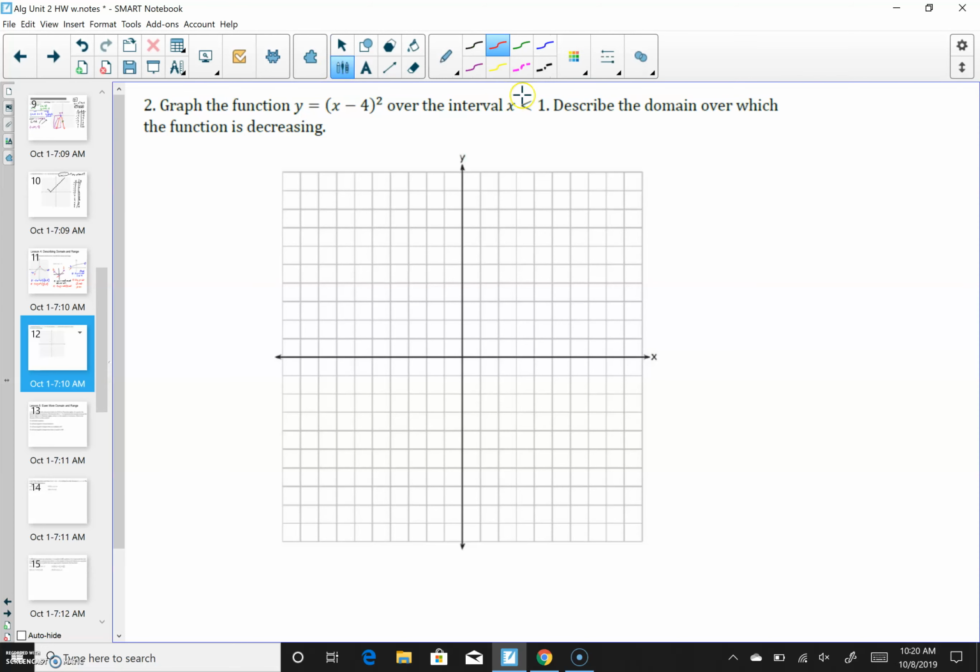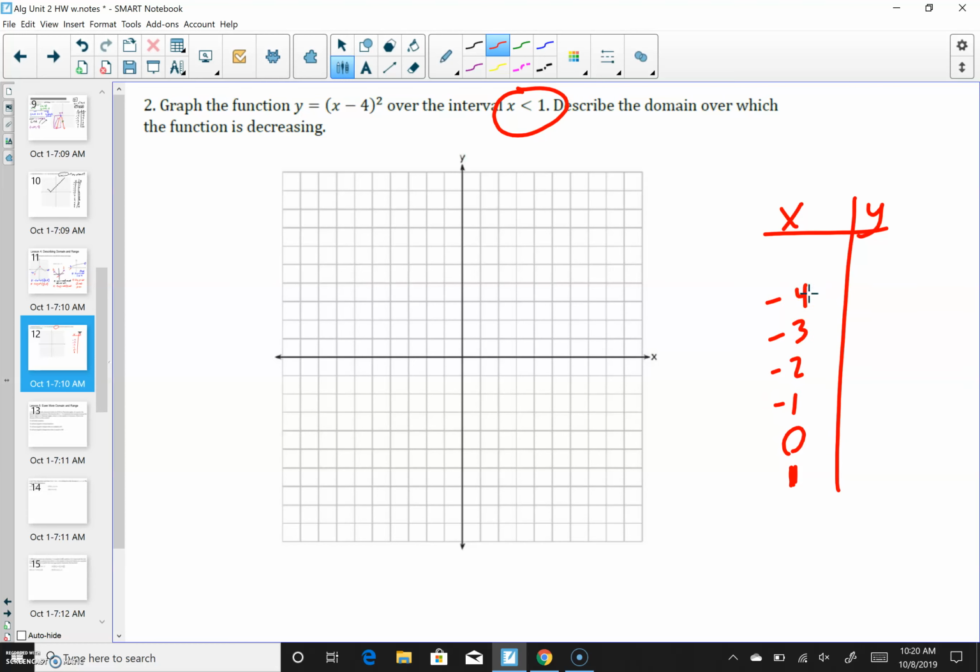Now the key to this problem is going to be this piece right here. They only want us to graph the x values that are less than 1. So the biggest point that we are allowed to graph is when x is 1. So I'm going to put that at the bottom of my table. And then I'm going to graph a whole bunch of points less than that. So 0, -1, -2, -3, -4. And a lot of these points actually aren't going to fit for this graph, which is going to make things fairly interesting.